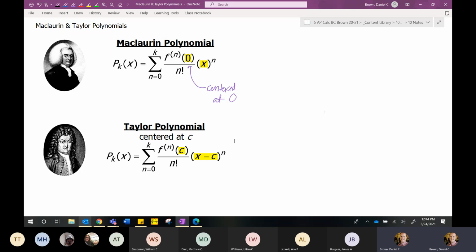To start us off again, Taylor and Maclaurin polynomials are basically the same thing. The name is just coming from a Maclaurin polynomial being one that is always centered at 0. Taylor is one that's centered at any value, technically also including 0, so you could make the argument that all Maclaurin polynomials are also Taylor polynomials. But when we're talking about these, what are they basically representing? They're basically an infinite polynomial that represents a function.